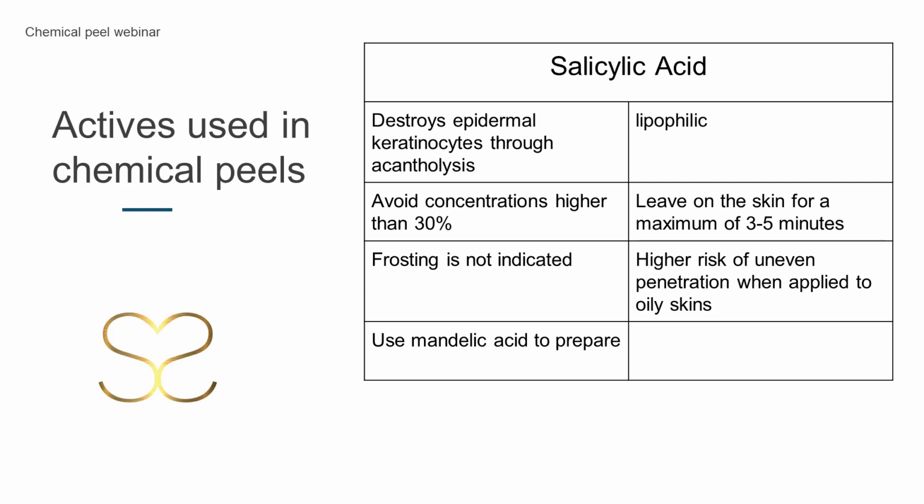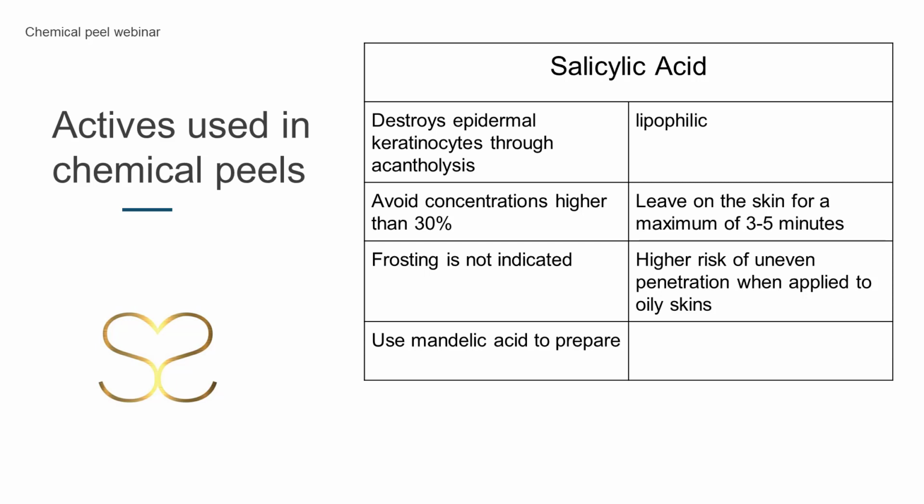cytotoxicity. Salicylic acid penetrates very rapidly into the skin, which is one of the reasons why it can often create post-inflammatory hyperpigmentation in darker skins, because by the time you neutralize it, it has already penetrated too far. It should ideally not be left on the skin for longer than 3 to 5 minutes.